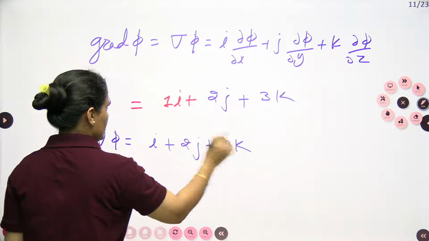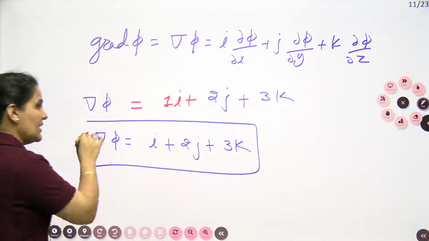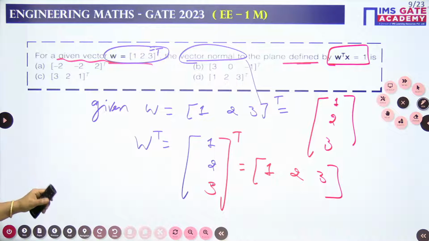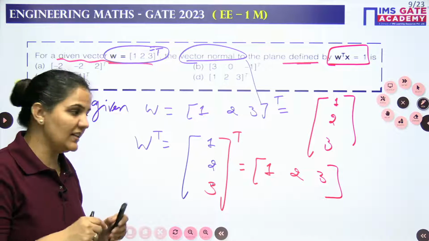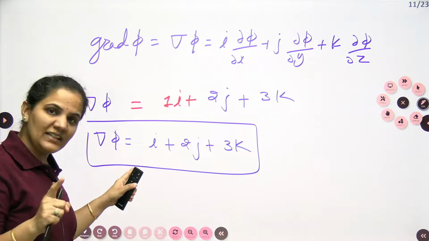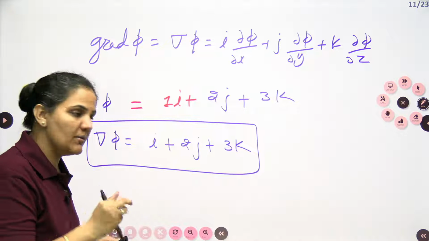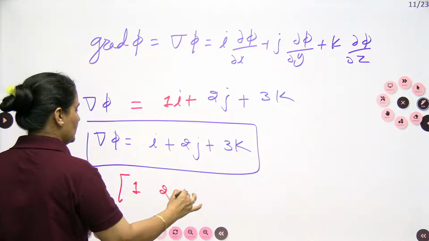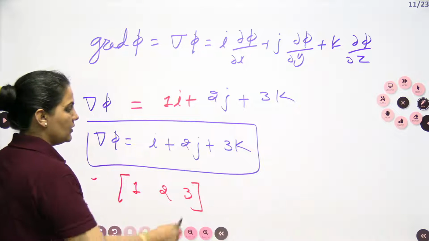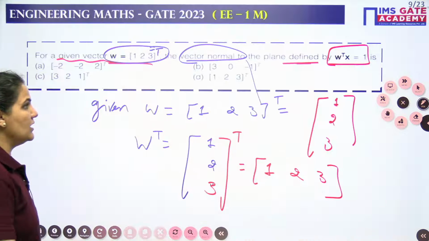So this is equal to i plus 2j plus 3k. But the question is asking again in the form of the vector or in the form of the matrix. So in the form of the vector it is given, they are asking about the matrix. So the result will be in the form of the matrix. You can write this as [1 2 3], or as [1 2 3] transpose.